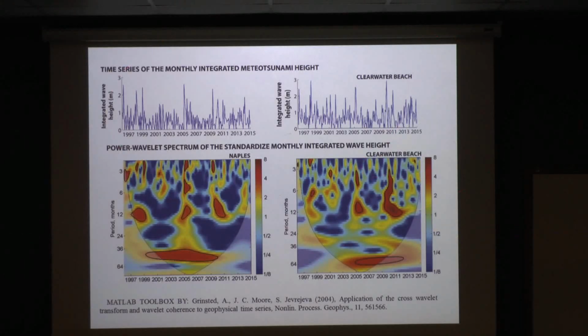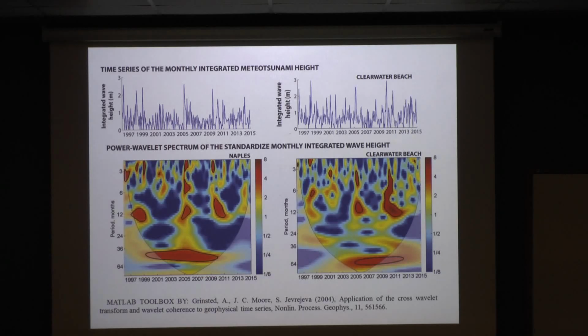To analyze better the variability of this signal and in which periods we had higher variability, we computed the power wavelet spectrum of the meteotsunami activity signal. We saw common peaks in both signals located in the yearly and semi-annual variability. We had a peak between 1998 and 1999, another peak in 2005 in both stations, and another peak in 2010. And then we have another persistent band of variability in longer periods, of 3 years, 4 years, 5 years.